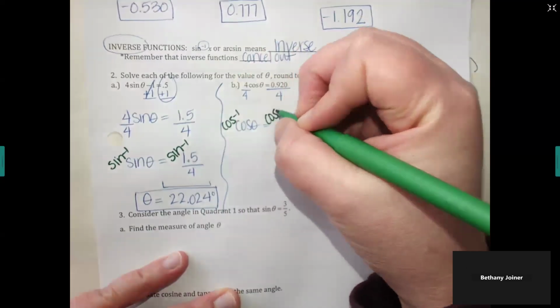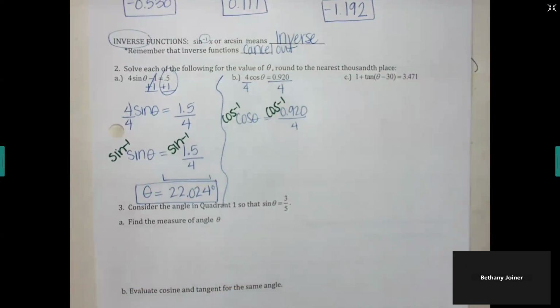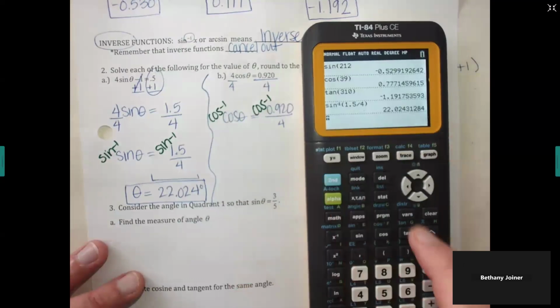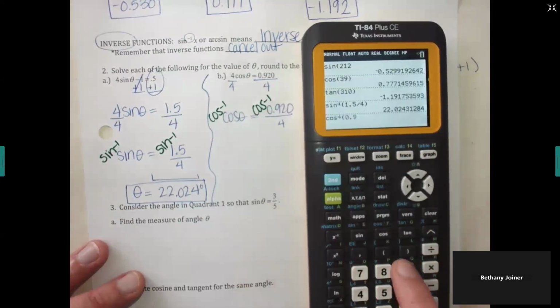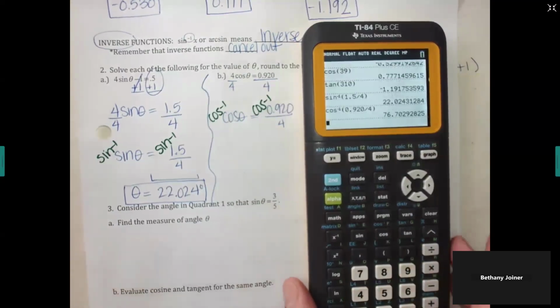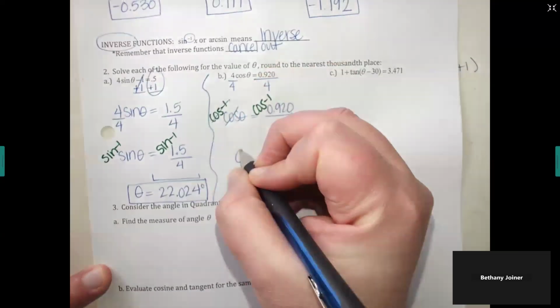Cos -1. And then in the calculator, instead of pushing second sine, you'll push second cosine. But you should still see the little -1 when you type it in. So second cosine here is 0.920 divided by 4. Okay, gives me 76.702.